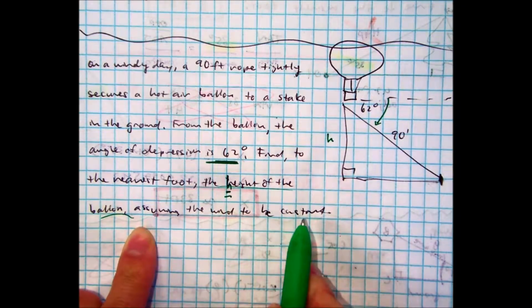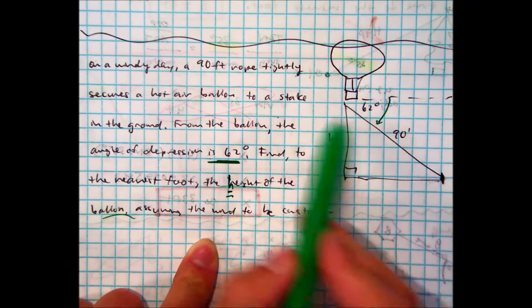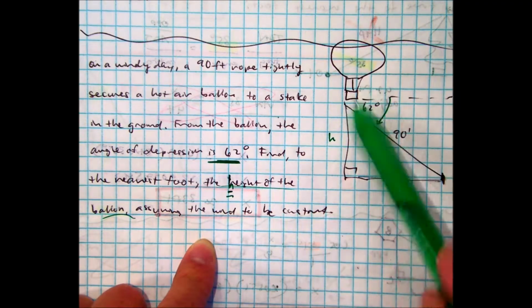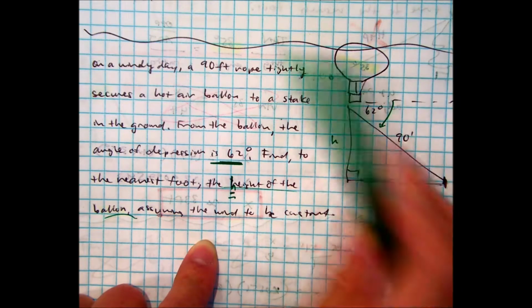Assuming the wind to be constant. So the wind to be constant, they just don't want that string to move. Does that make sense? Or any slack on it?